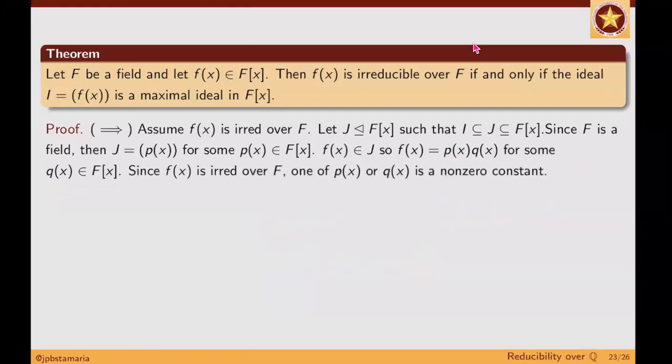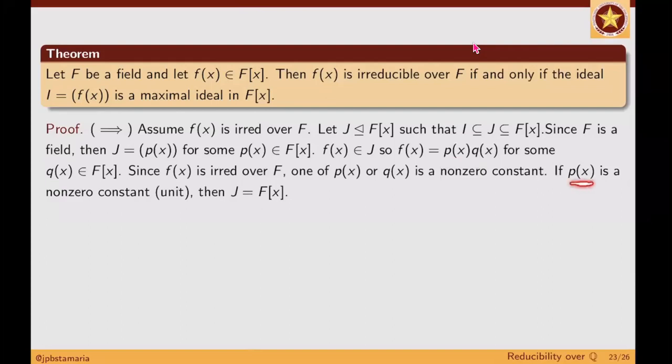Sabi nga natin, si f of x irreducible over F. So, kung meron mang factorization na ganito, anong katotohanan? Dapat yung isa dito ay unit. Diba? Ano bang units ng F? Yung mga non-zero constant. So, therefore, isa dito sa P of X or sa Q of X ay non-zero constant. Correct. Either yun. So, cases tayo.